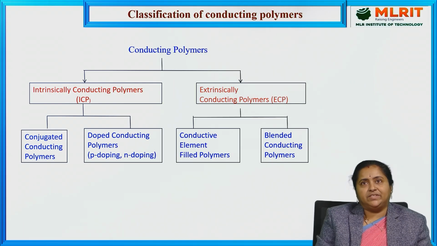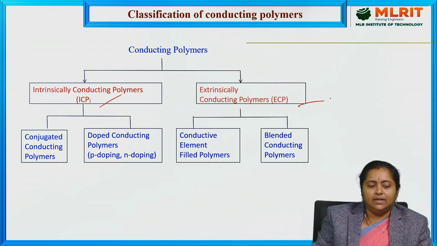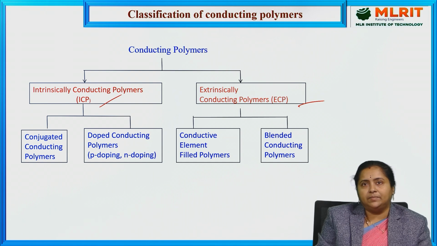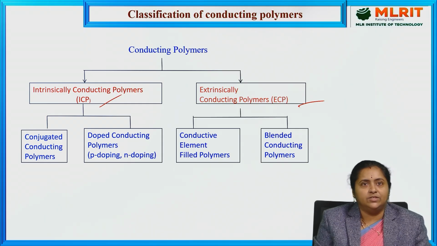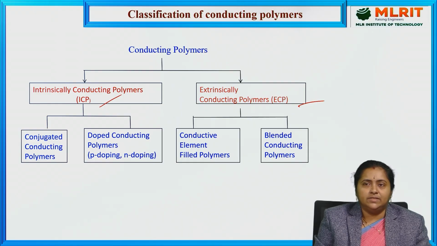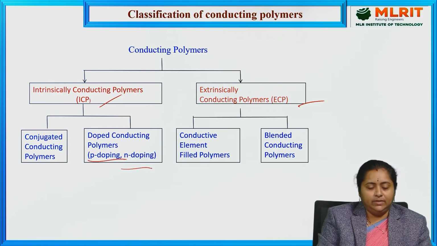Let us go with the classification of conducting polymers, into how many types they were classified. Generally these are classified into two types, ICPs and ECPs. ICPs are intrinsically conducting polymers and ECPs are extrinsically conducting polymers. Coming to ICPs, we have a subclassification: conjugated ICPs, that is, ICPs having conjugation of pi bonds or pi electrons. And the second one is doped conducting polymers or doped ICPs. Again we have two types, p doping and n doping.